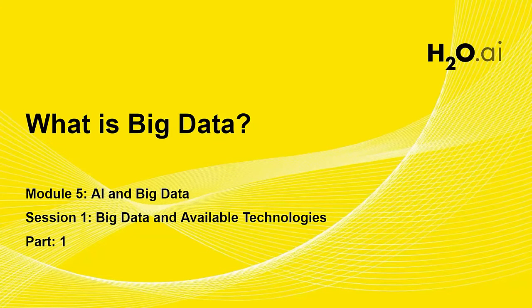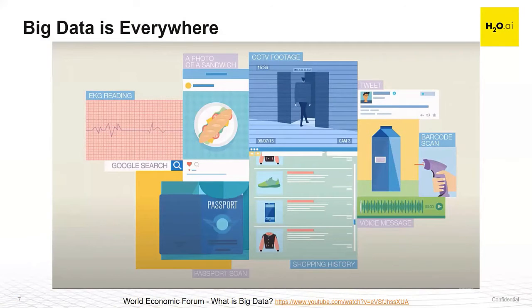So part 1, what is big data? So what exactly is big data? Nowadays, big data is everywhere in our daily life. Whenever you post your photos or videos on Instagram, you tweet on Twitter, you do any kind of online shopping, you do a passport scan at the airport, do a Google search, send a voice message to your loved ones, do a barcode scan at the supermarket, any CCTV footage from security, everything is big data. So we are generating a lot of big data every single day.